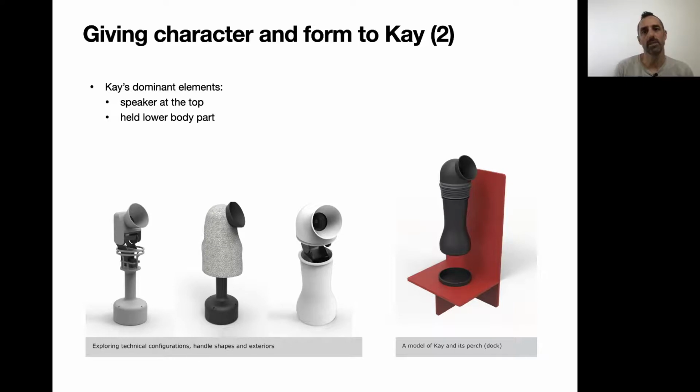The current K model balances between owlness and robotness. It is 3D printed in-house to give it a local origin. K's perch, a dock mounted on the wall, is designed to fit the center's interior design.